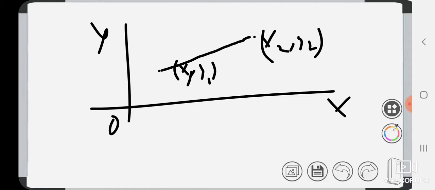What is the change in distance now? This is the change in distance. And what is the change in height now? This is the change in height. So the change in height by change in distance is called slope.